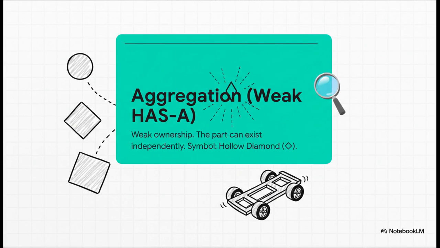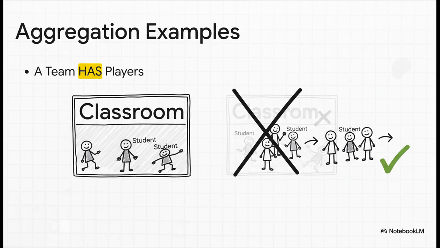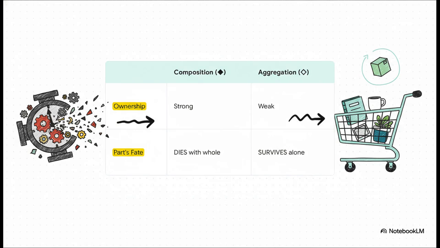This is a much weaker relationship, and it's represented by a hollow diamond. A classroom has students, right? Makes sense. But if you dissolve that classroom for the summer, the students don't just disappear. They still exist. They go on to other classes. They survive independently, and that is aggregation. And this slide right here puts the 2 most confusing types right next to each other. Look. The only thing you ever need to ask yourself is this. Does the part die with the whole, or does it survive? For composition, that full diamond, the part dies. For aggregation, the hollow diamond, the part survives. That's the entire difference. That's it.